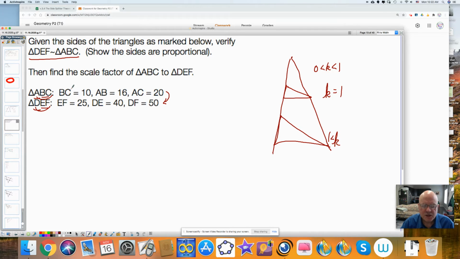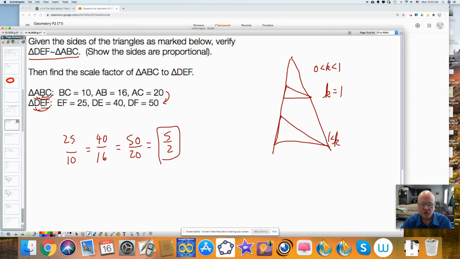So I start with what I'm going from. That will be the denominator. I have 10 in the denominator, 25, 16, and 40, and I have 50, 20, and 50. And my scale factor is 5/2. That is, what do I multiply triangle ABC sides by in order to get to the larger triangle? My scale factor is equal to 5 over 2. Okay.